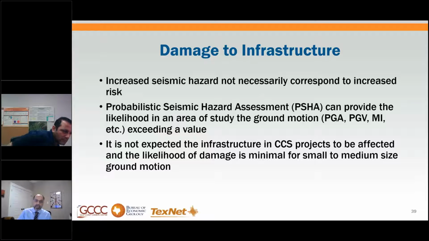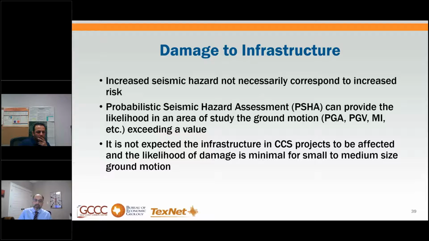Now, the damage to infrastructure, as I said, the increased seismic hazard doesn't necessarily correspond to increased risk, okay? Because the main difference between hazard and risk is the exposure information that you have and the fragility of the infrastructure itself. For that, the probabilistic seismic hazard assessment, which is pretty common on any type of these projects, can provide the likelihood in the area of study of the expected ground motion, the peak ground acceleration, the peak ground velocity, and the macroseismic intensity and the exceedance value that someone might expect.